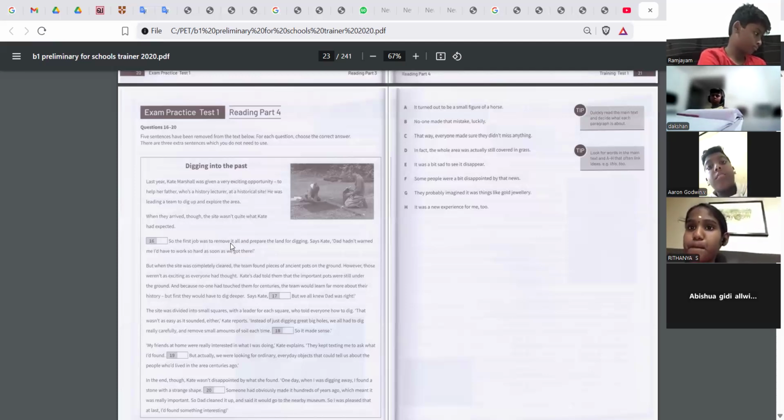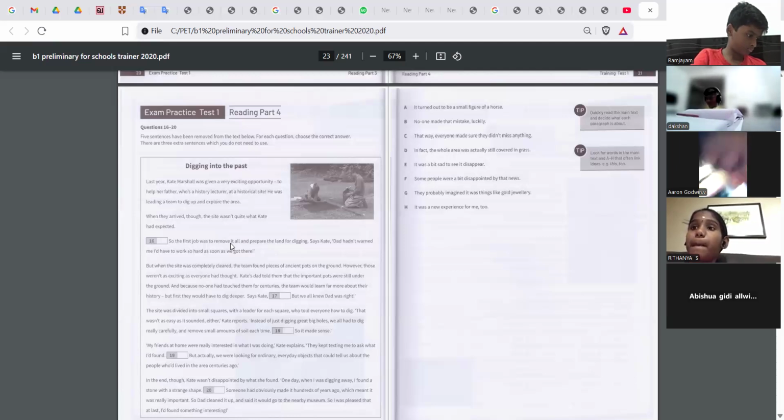The site was divided into small squares with a leader for each square who told everyone how to dig. That wasn't as easy as it sounded either, Kate reports. Instead of just digging great big holes, we all had to dig really carefully and remove small amounts of soil each time. That way, everyone made sure they didn't miss anything.